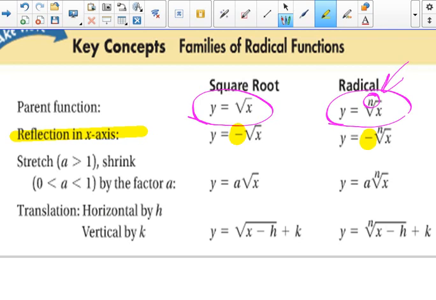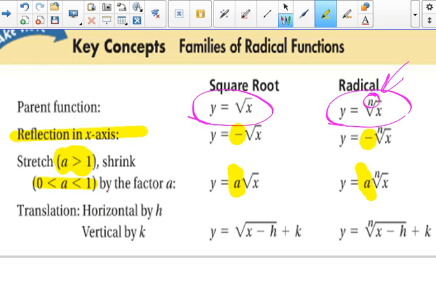If you want to shrink it or stretch it, depending on if your a value is greater than 1 or between 0 and 1, you put the a in front of your radical. If it's 1/2 square root of x, then that's going to be a shrink by a factor of 1/2. If I do y equals 5 times the square root of x, then I'm going to have a stretch factor of 5 to the square root of x.